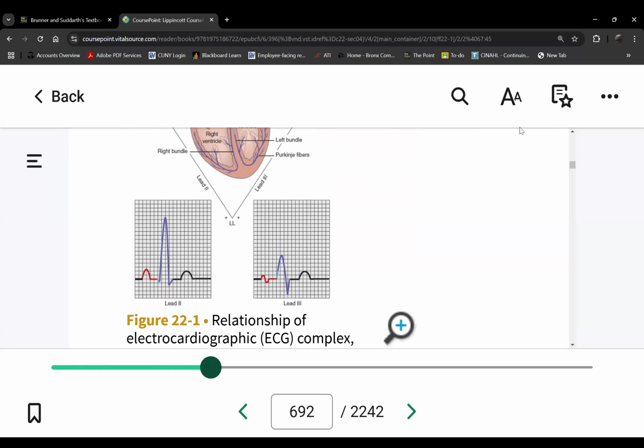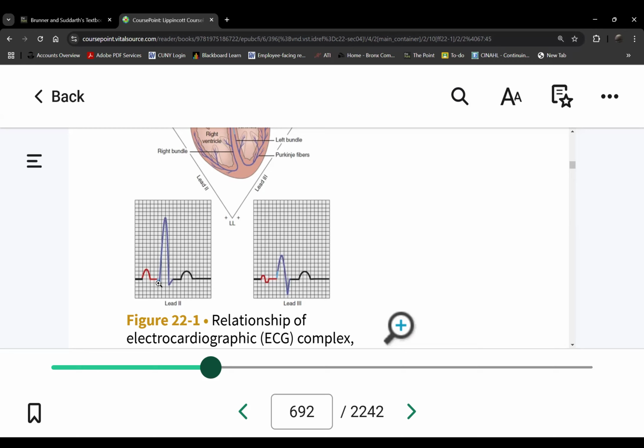So there are different waves and complexes representing phases of the cardiac cycle. So one heartbeat is the contraction of the atria and the ventricles. That is one heartbeat. If we were to illustrate that in an electrical pathway or an electrical illustration, this is what it looks like. So this is the P wave. This is the Q wave. That's the R wave. This is the S wave. This is what we call the ST segment. And then we have the T wave.